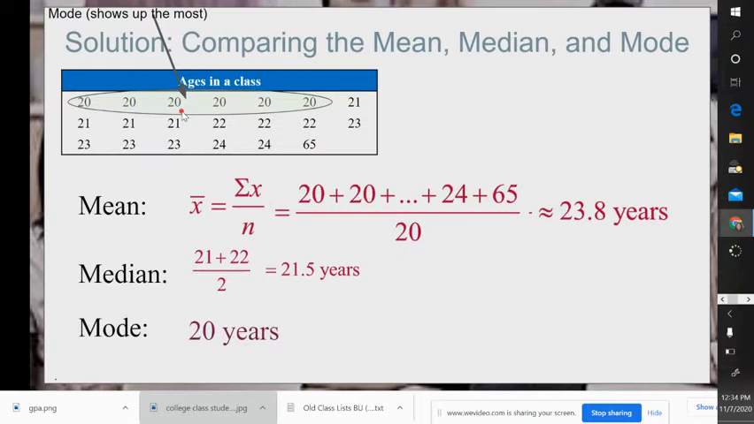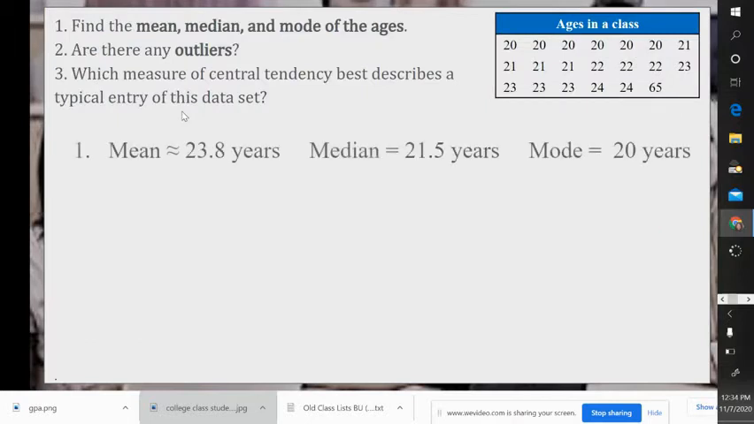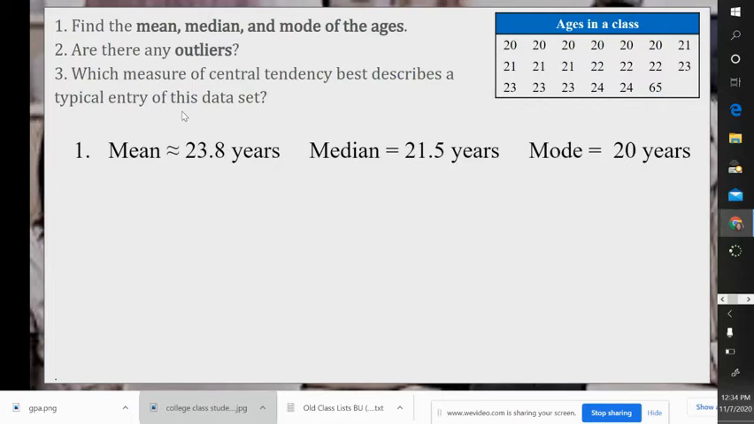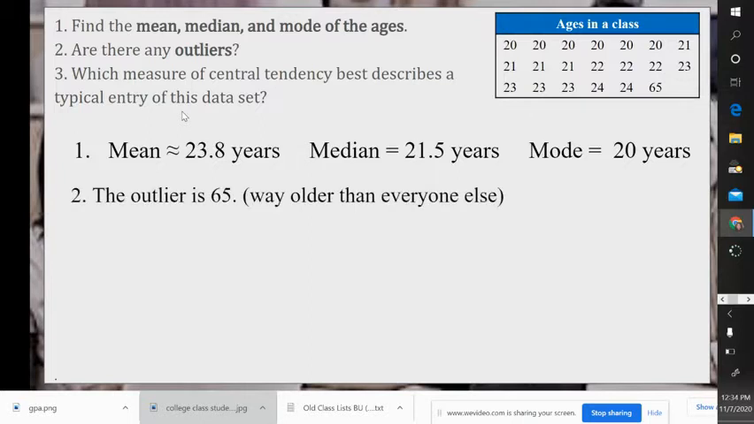Okay, so how do we decide which one of those best measures the information that we got here? Here's our mean, median, and mode. Number 2 says, are there any outliers? Was there any weird age in this group? Yeah, there's a 65-year-old person in there, way older than everybody else. Number 3, which measure of central tendency best describes a typical entry for this data set?